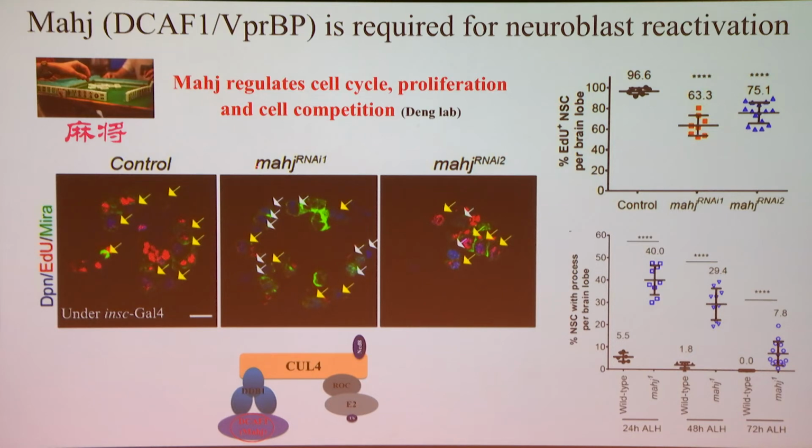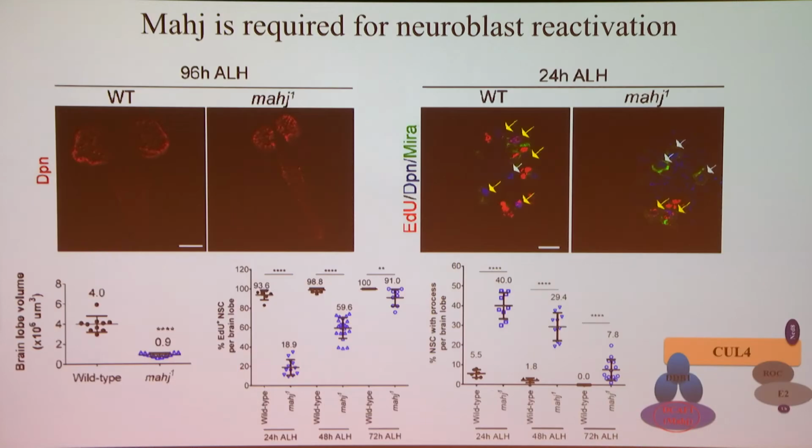As you can see, RNAi of Mahjong leads to reactivation defects. If you look at the homozygous mutant, this again is very much like a microcephaly-like phenotype. There's a dramatic decrease of EdU incorporation and a dramatic increase of cells retaining the cellular extension.